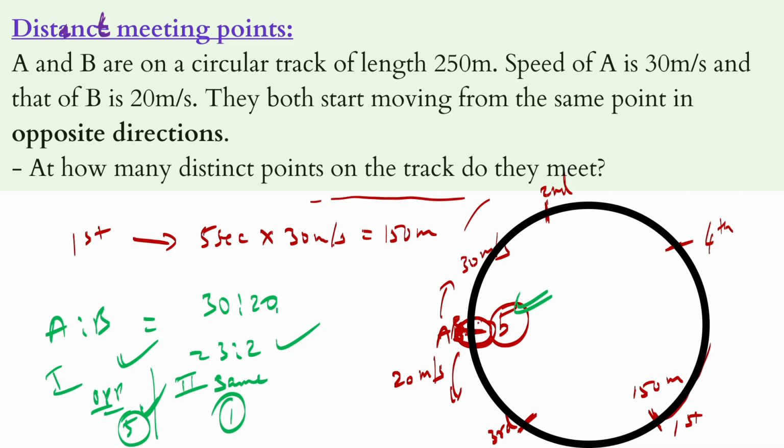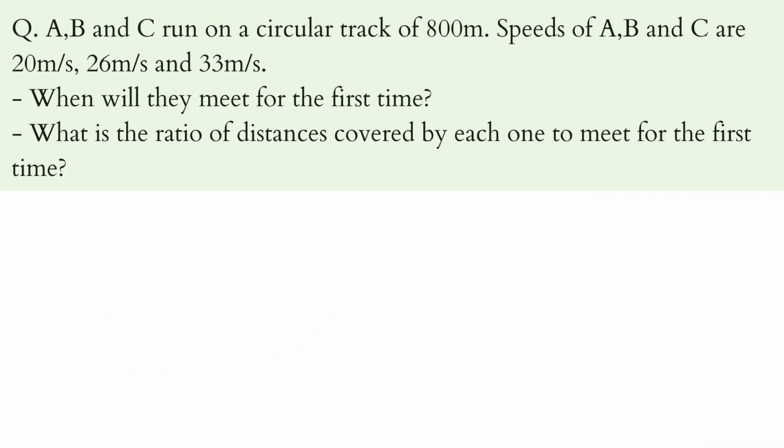Hope you understood. Let's move on to this. A, B, C run on a circular track of 800 meters. Speeds of A, B and C are 20 meters per second, 26 meters per second and 33 meters per second. When will they meet for the first time, and what is the ratio of distances covered by each one to meet for the first time?